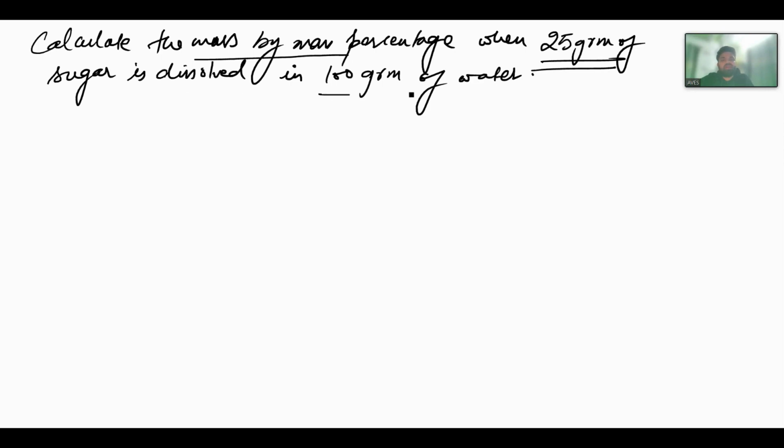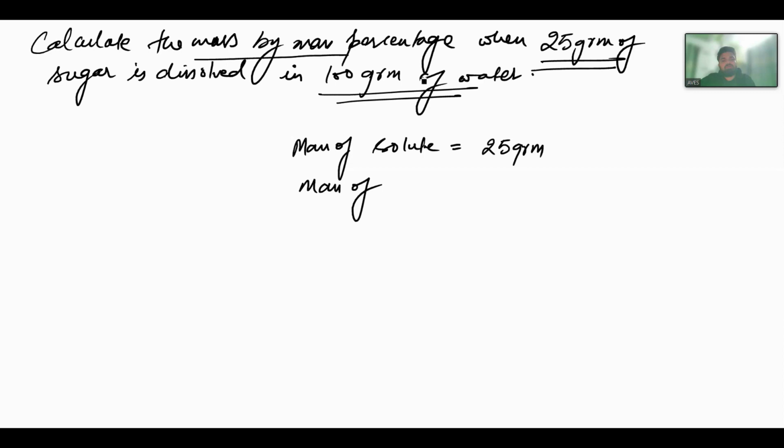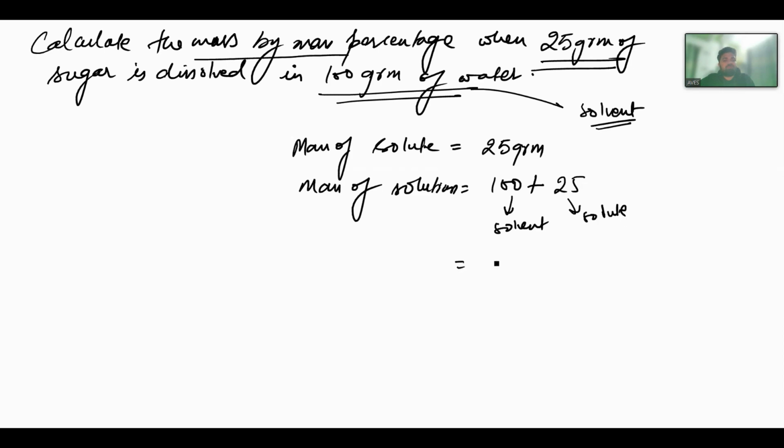The question comes to you: calculate the mass by mass percentage when 25 grams of sugar is dissolved in 100 grams of water. What is the mass of solute here? Mass of solute is how much? Tell me. 25 grams. And the mass of solution: you know that it is water, it is not the solution, it is the solvent. The mass of solution will be 100 plus 25, the solvent plus the solute. When you add up, you will get 125 grams.